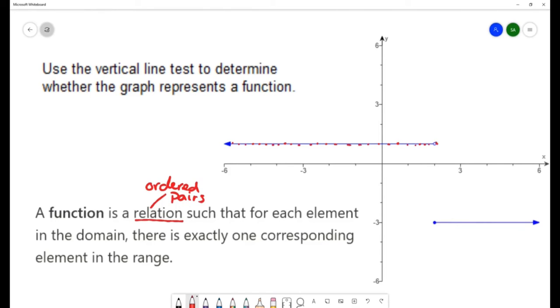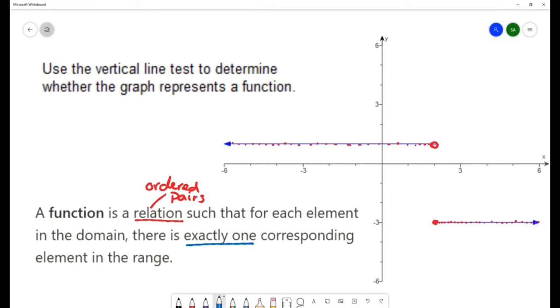We don't include this one with the open circle. We do include this one with the closed circle, and then all of the other ordered pairs that are on the line make up this graph. So we do have a relation, but we want to make sure that this is a relation that for each element in the domain, there's exactly one corresponding element in the range. So this is the key word here, exactly one corresponding element in the range.